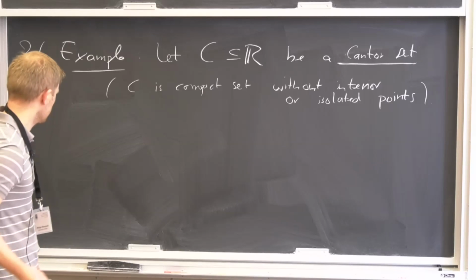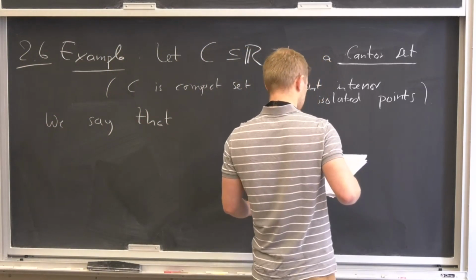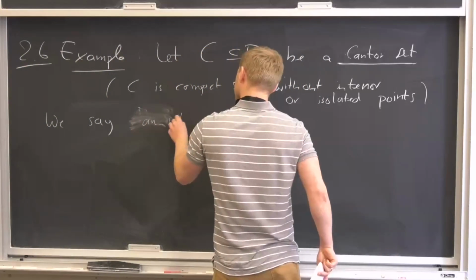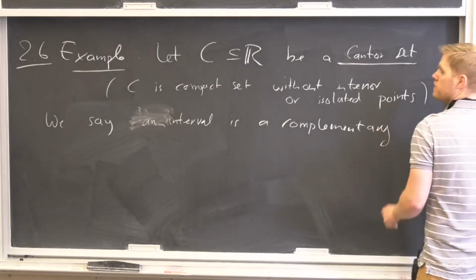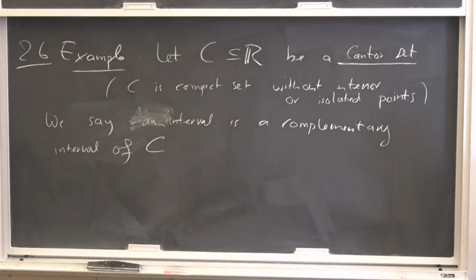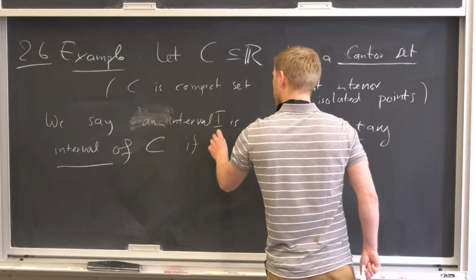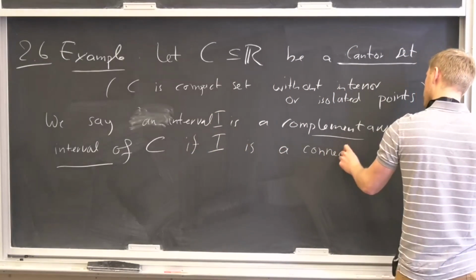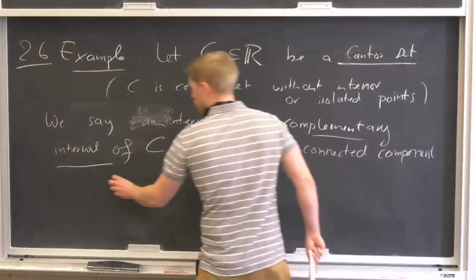The first thing for that I want to introduce is really just a name. We say that an interval I is a complementary interval of the Cantor set C if it is just one of the connected components of the complement of C in the reals.